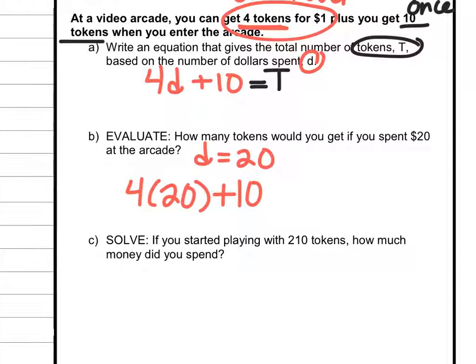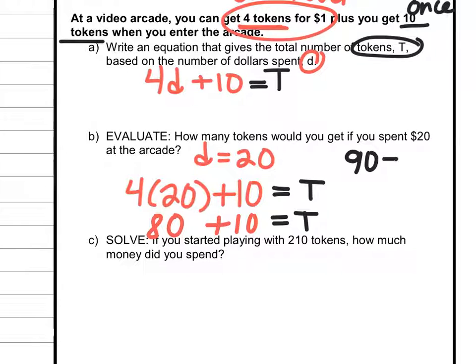So, Seamus, what's this mean? 4 times 20, which is? 80. Thanks. Plus 10 equals 90. Yep. So let's rewrite it: 80 plus 10. Now we should probably keep the equals T here, because we did have an equation to start with. T is my total number of tokens. So 90 is equal to T.